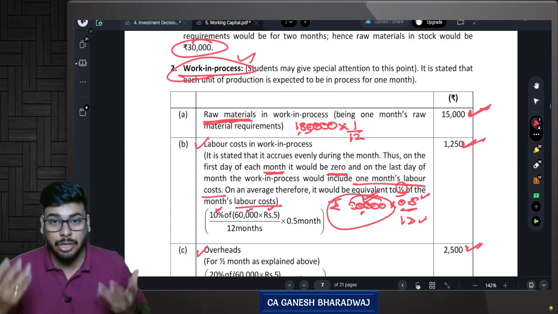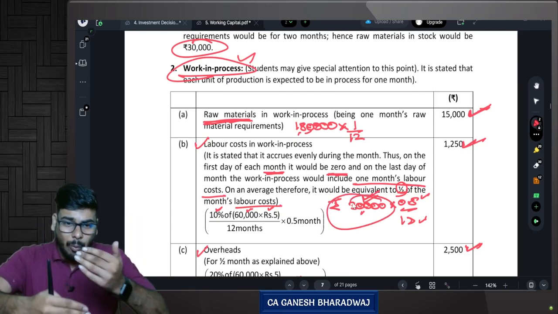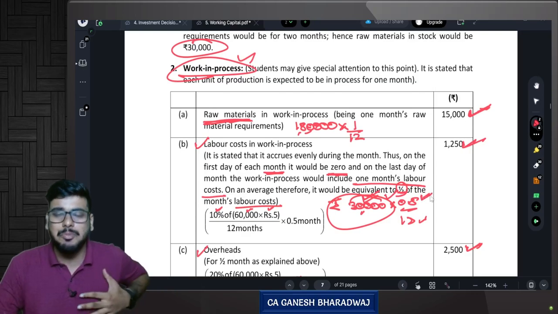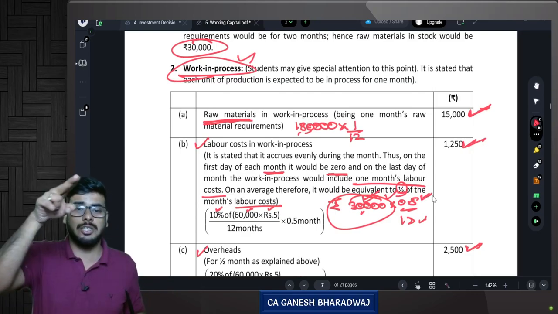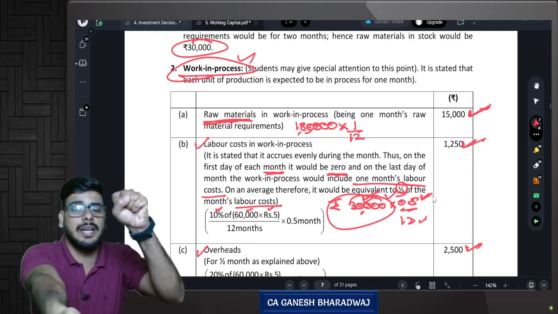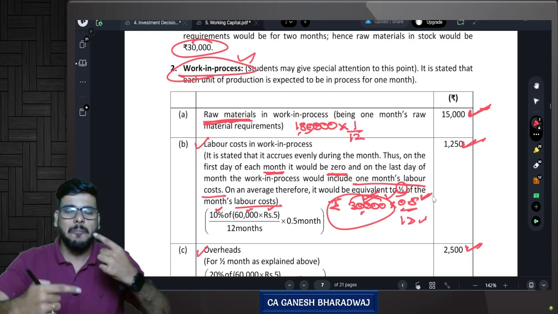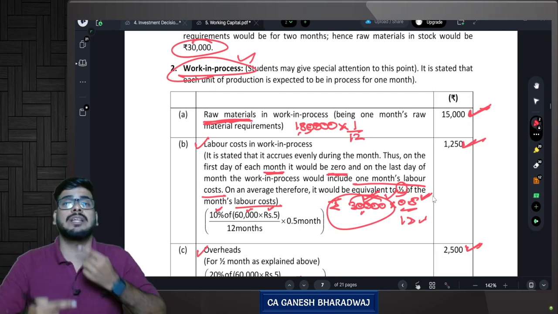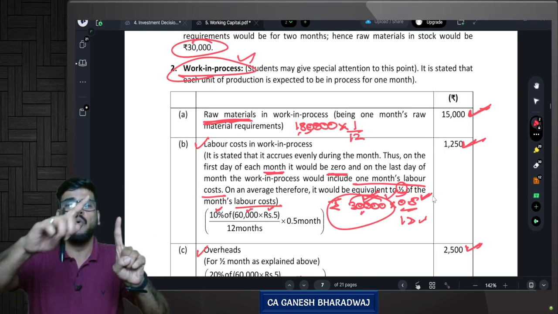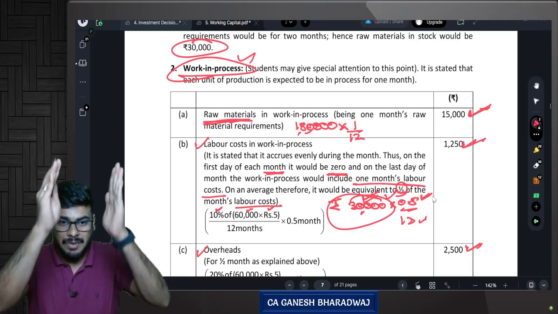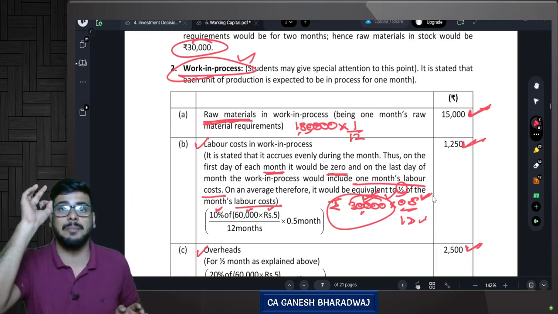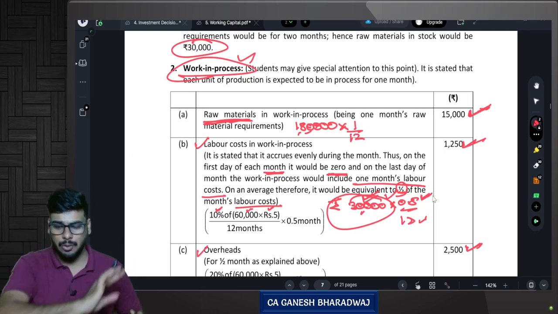Sir, annually there is 30,000 I need. No, sir, don't worry about this. Once this is for 1 year, I just need to bring for 0.5 months. That is only a part of this particular cycle. Once this cycle gets over, it will generate cash to fund the next cycle. Are you clear with this? So basically, I need to calculate the working capital requirement for one cycle alone. Once you are able to do it, automatically the cycle will keep on running. That's why we are calculating the working capital requirement for one particular cycle. Are you clear with this?